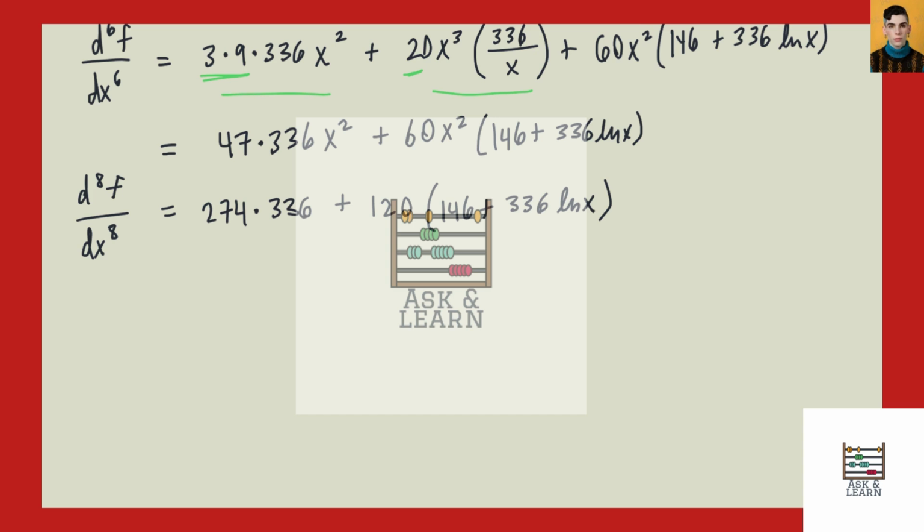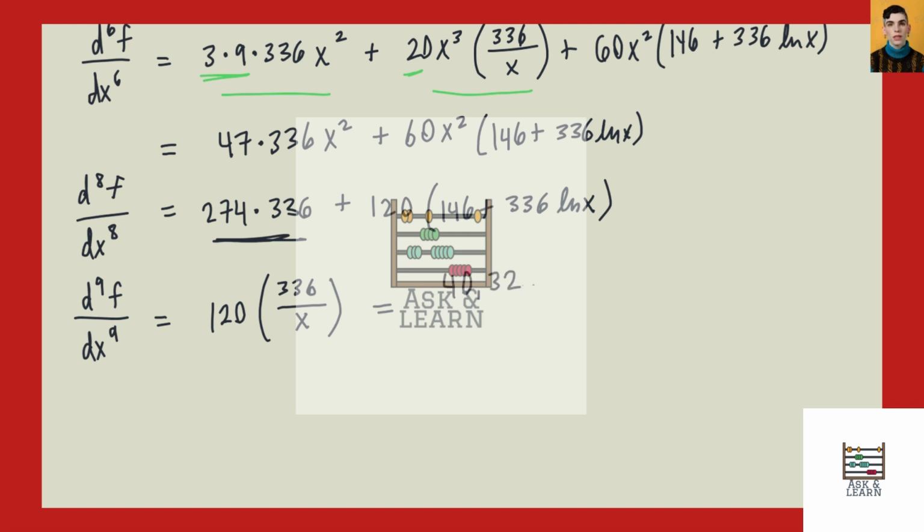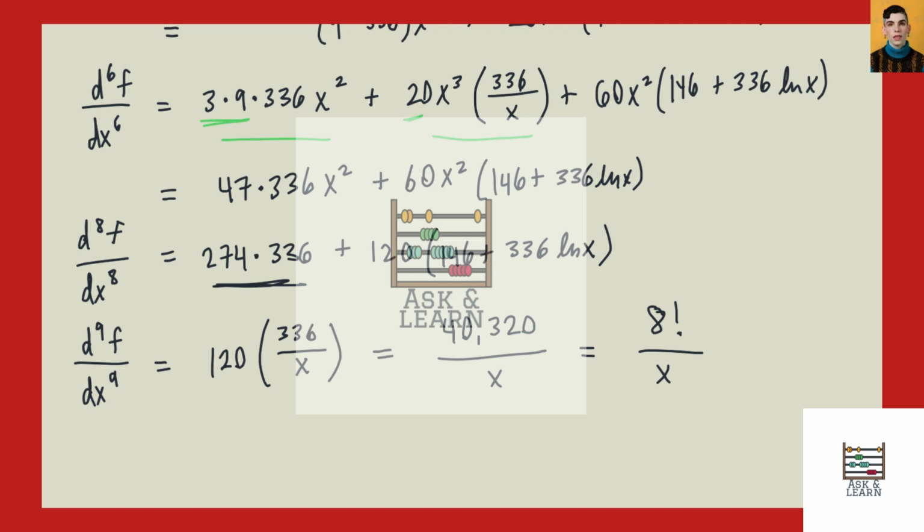So we can take the ninth derivative of f. So this is equal to, okay, this term here is a constant, so its derivative is 0. And then we have 120 times 336 divided by x. And this is equal to 4,320 divided by x, which is the same as 8 factorial divided by x. So this is our derivative.